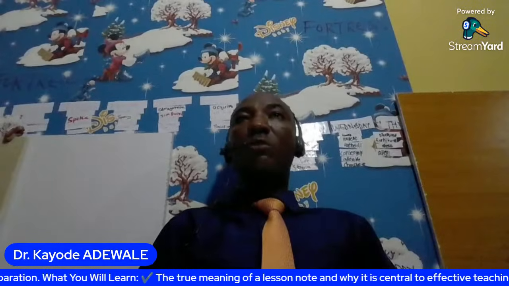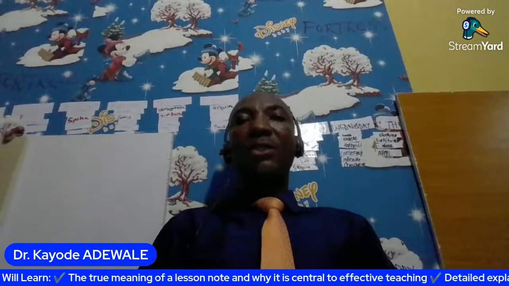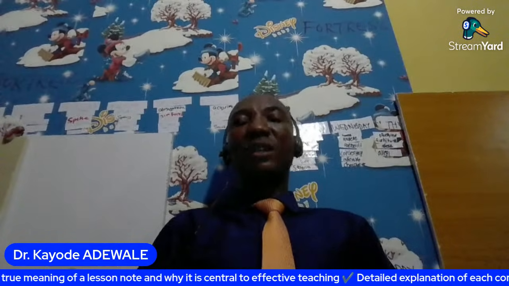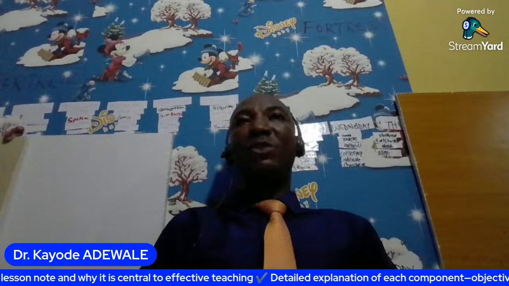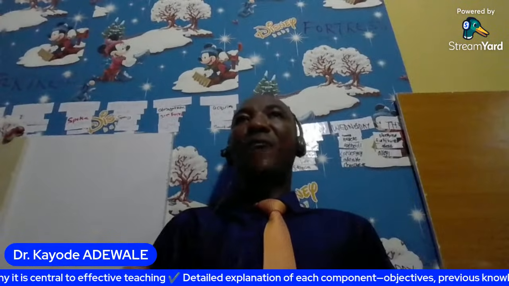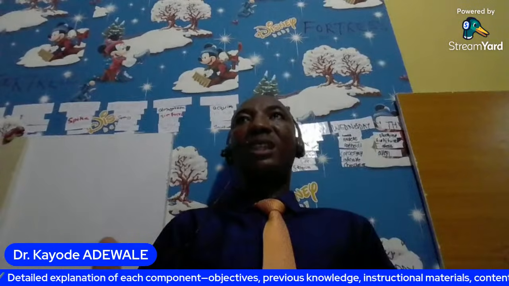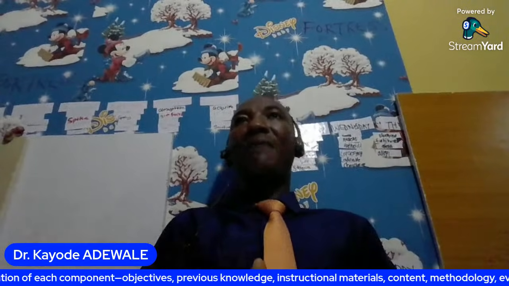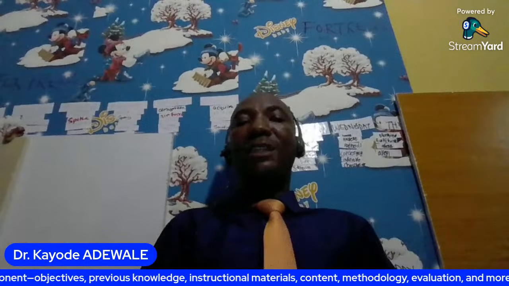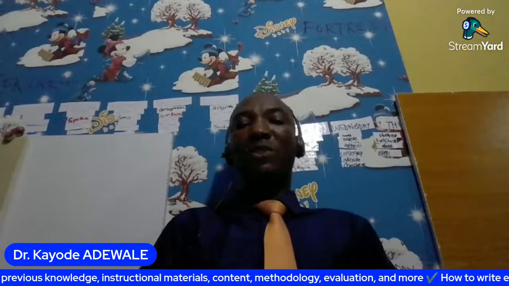Some institutions require the average age of the students. So if they require the average age of the students, it's just a matter of finding the average age of the students in the class and putting it there. If you have 20 students in the class, get their ages and find the average, which is the mean. And whatever it gives you, that is the average age of the students in your class.